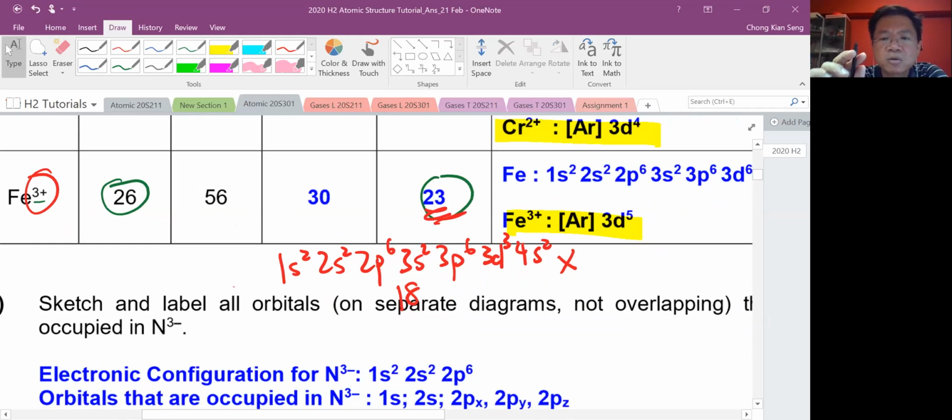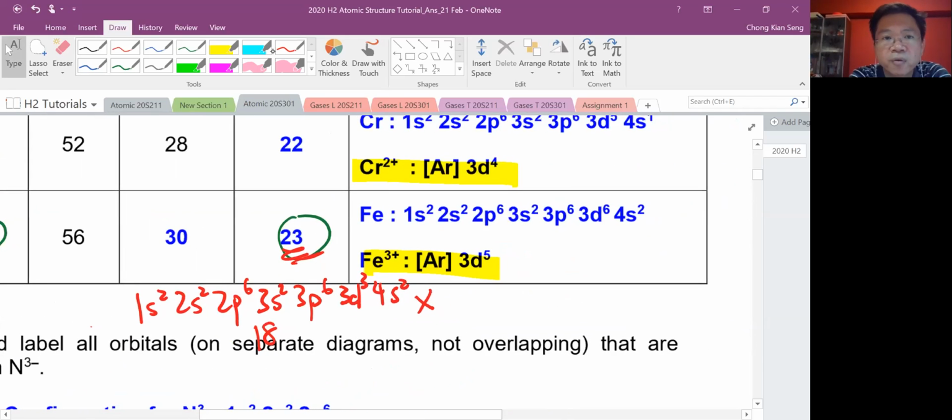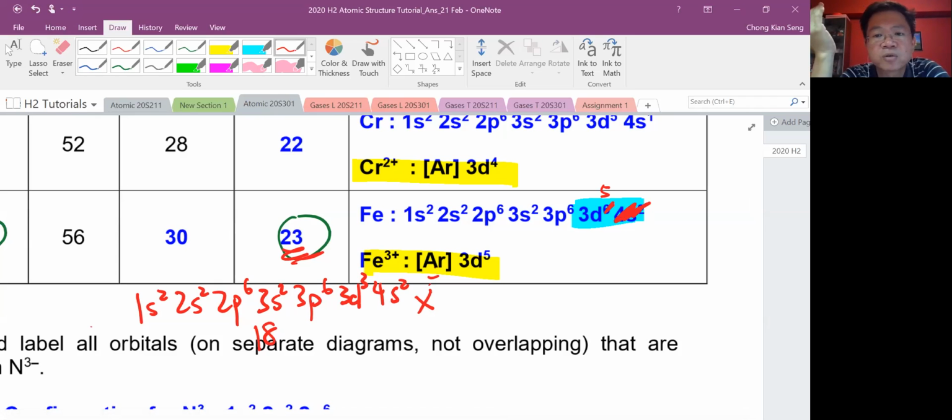So instead of writing 3d3 4s2, my electronic configuration should come from the electronic configuration of my neutral atom. I remove my 4s and then I remove another 3d. So it's 3d5. Over here, I shouldn't be using short form since the question asks for full electronic configuration. So I should be writing 1s2, 2s2, 2p6, 3s2, 3p6, and 3d5.